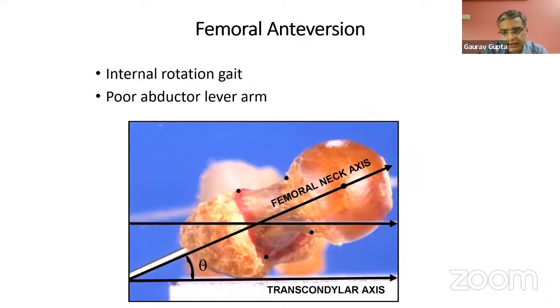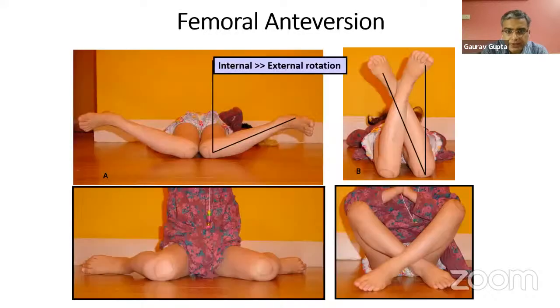Then we check femoral anteversion. How do we check femoral anteversion? What is femoral anteversion? It is the angle between the femoral neck axis and the transcondylar axis. Usually these kids have increased femoral anteversion, because of which their internal rotation is much more than their external rotation, and thus they prefer to sit in W or walk with in-toeing, and they have difficulty sitting in out-toeing, in cross leg position.